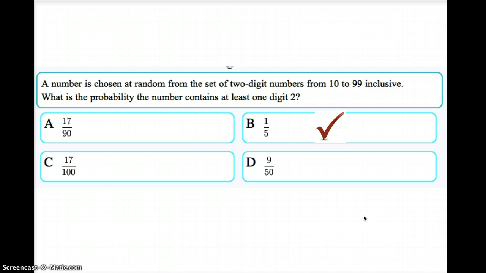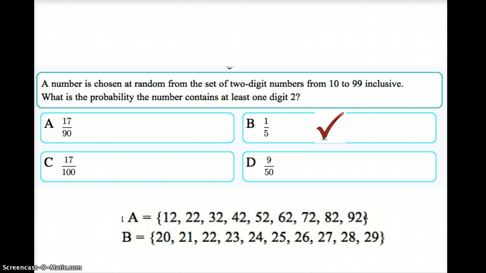And here are the considerations that you need to count. Here are the ones that have 2 in the 2-digit number. You have 12, 22 until 92, and then 20, 21 until 29. And 22, this is a not mutually exclusive. We should count 22 as 1. Yeah? And then remember 1/5 because it's expressed in simplest term.